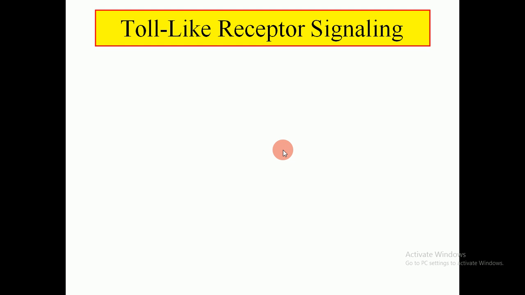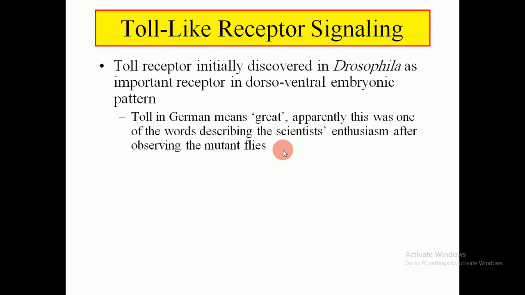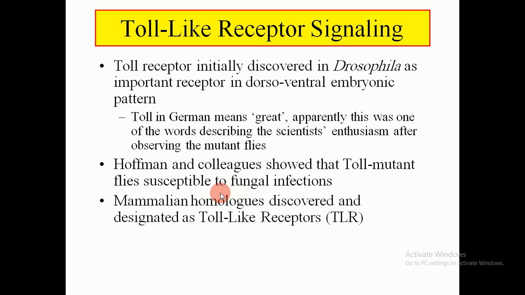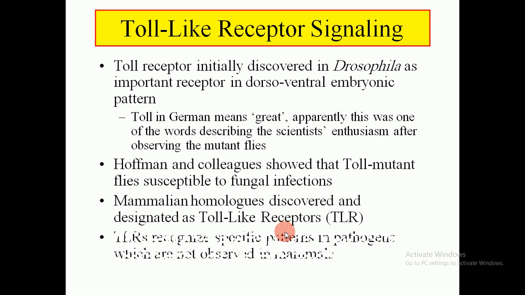Toll-like receptor signaling. The toll-like receptor, initially discovered in Drosophila, is an important receptor in dorsoventral embryonic pattern. Toll in German means great. Apparently, this was one of the words describing the scientist's enthusiasm after observing the mutant flies. Hoffman and colleagues showed that toll mutant flies are susceptible to fungal infections. Mammalian homologs were discovered and designated as toll-like receptors.